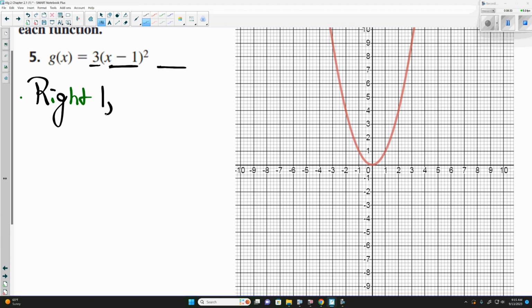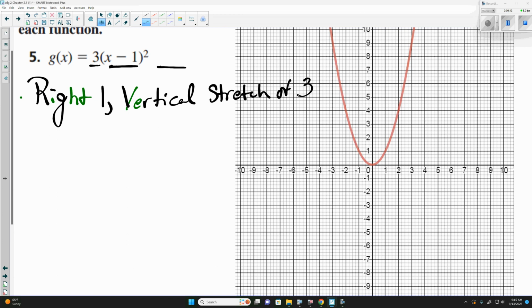Now, the only other thing we have is the 3. And we said the 3 is for our what? Vertical stretch or shrink. We only flip horizontal. We do not flip vertical. Since the 3 is greater than 1, it is a stretch. If the number had been between 0 and 1, it would be a shrink.